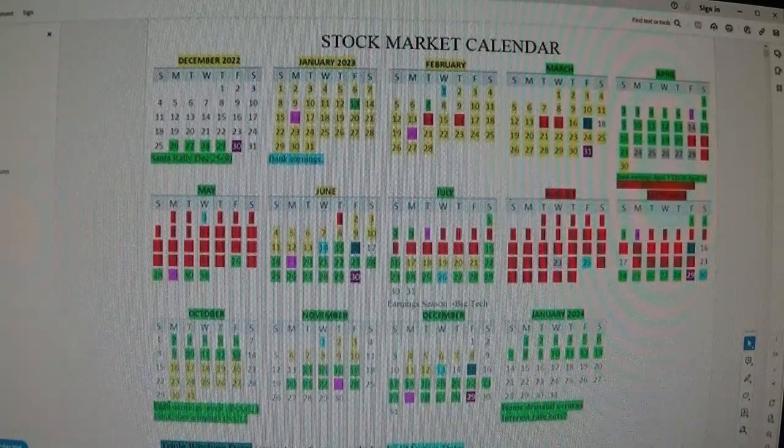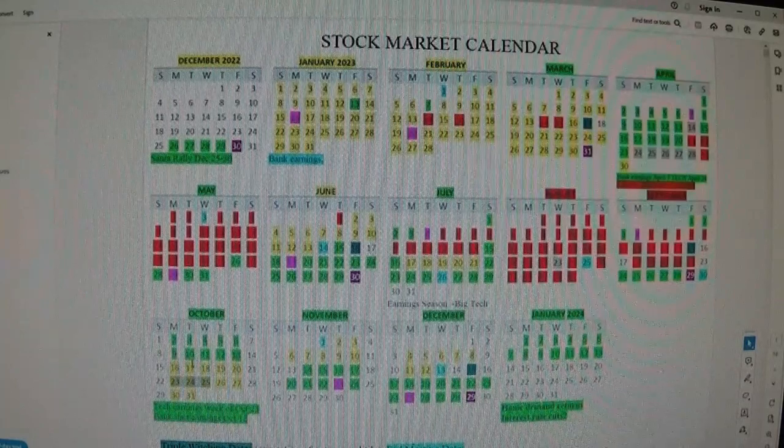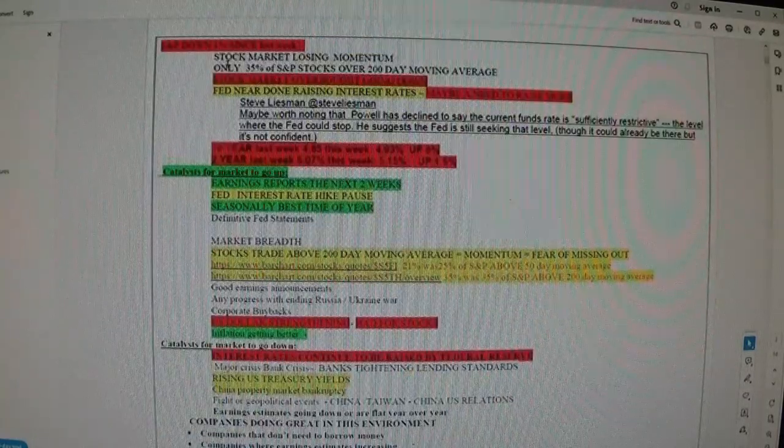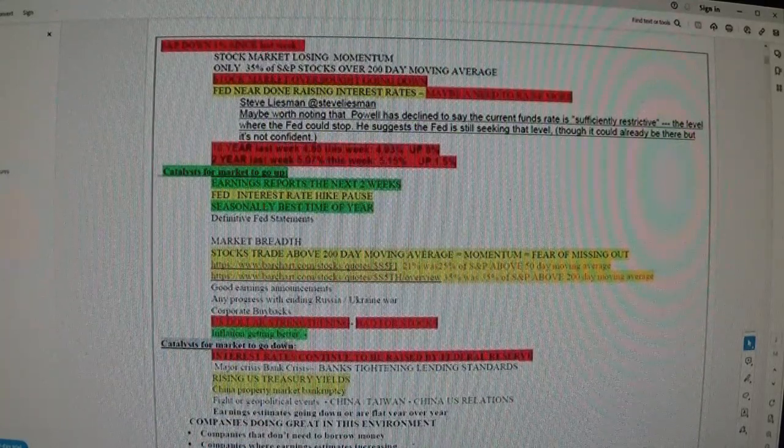We do have catalysts of earnings coming out. So if we had some good tech earnings from Amazon, Microsoft, Apple, that could make the stock market rally, because they've been leading the market this year. Okay, so we always keep track of some things that could make the stock market go up or go down.